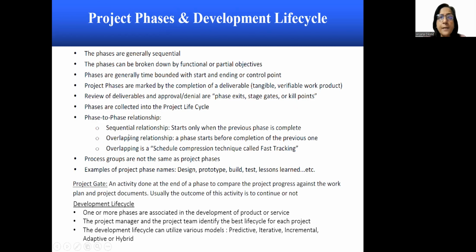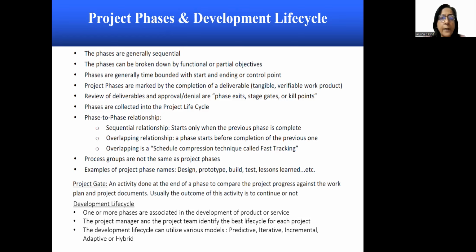Now let's look at project phases and development life cycle. The phases are generally sequential. They can be broken down by functional or partial objectives. Phases are generally time bounded with a start and end or control point. They are marked by the completion of a deliverable. It could be a tangible or a verifiable product. Review of deliverables and approval or denial are known as phase exits, stage gates, or kill points.